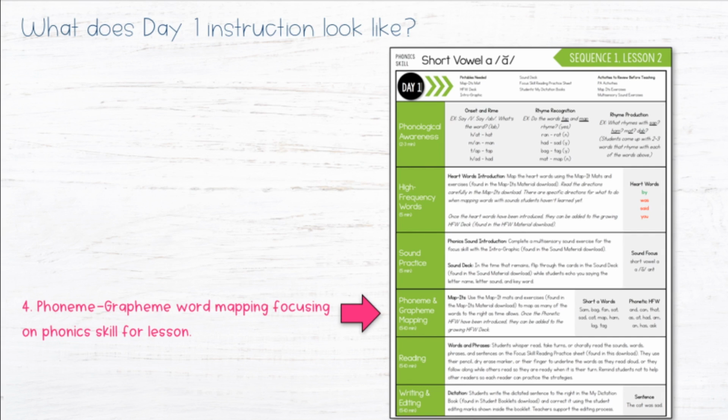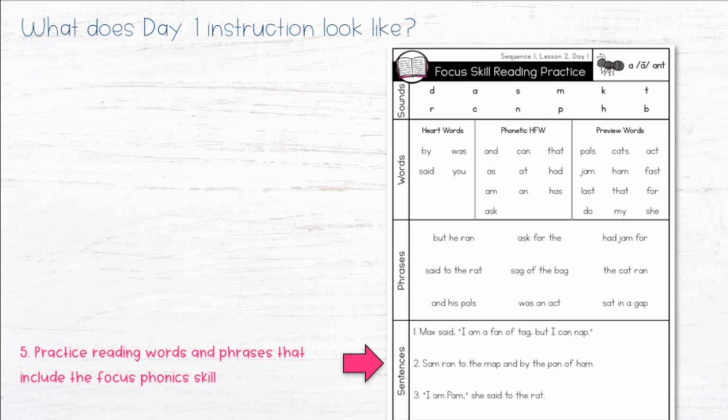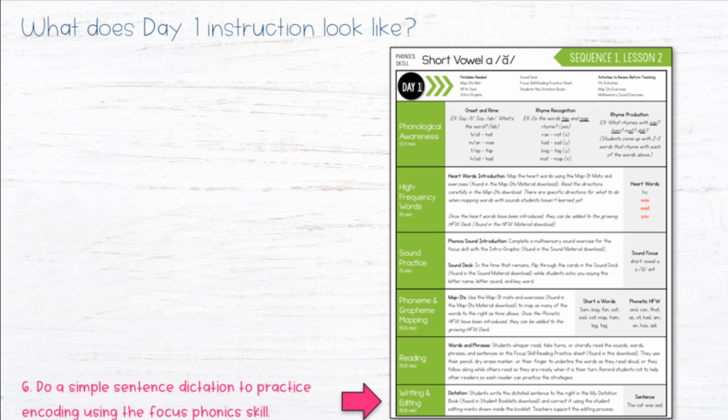So the next part of the lesson, as you can see here, is reading. On this part, we want students to practice reading with a short A sound, but what we want them practicing are letters, sounds of letters or the phonemes. We want them to practice reading the heart words, the phonetic high frequency words, and we want them practicing the phrases and sentences that have the focused phonics sound, which is short A. So it's just a practice of applying the skill that we just learned. And then lastly, we want to practice encoding, writing.